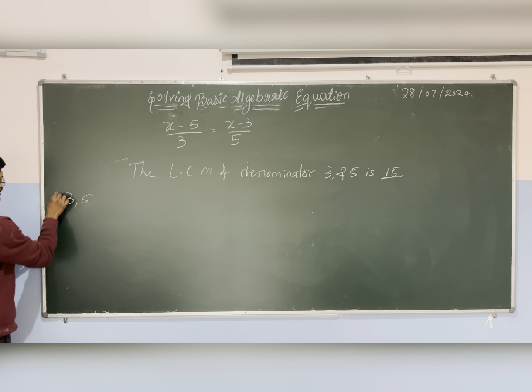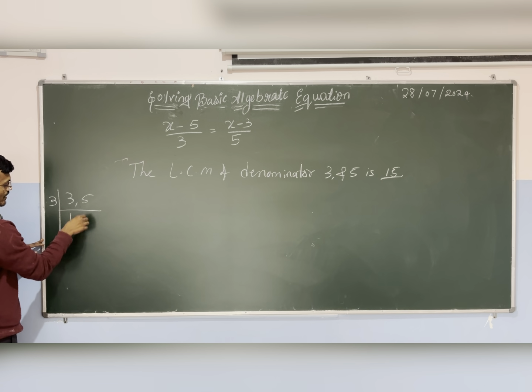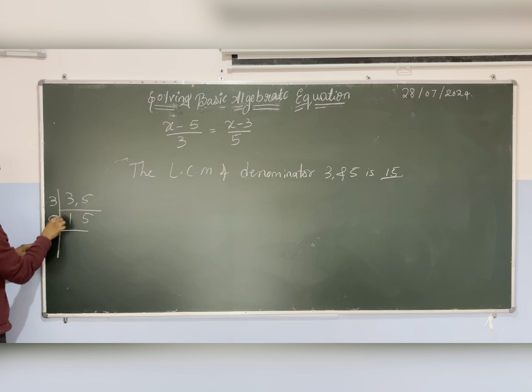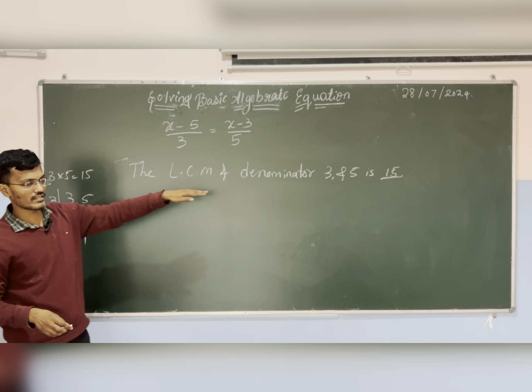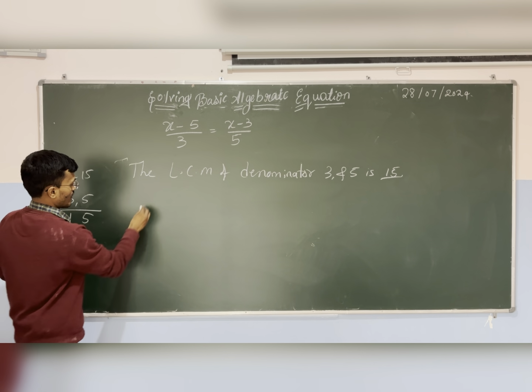For 3 and 5, the LCM is 15, since 3 times 5 is 15. So the common denominator of this equation is 15.